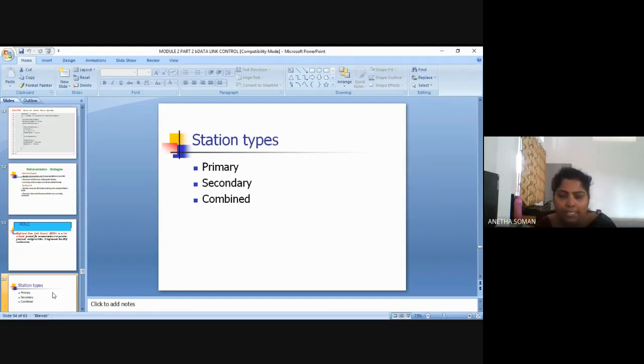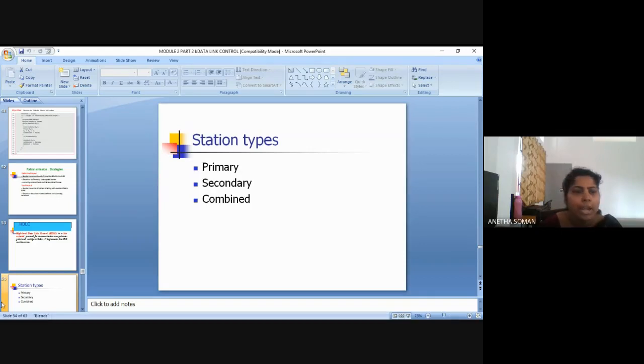So a combined station means the station which can send commands as well as responses. I hope the difference is clear. So station types: primary sends the commands, secondary sends the response, and combined can both command and respond. Okay, so these are the station types in HDLC protocol.